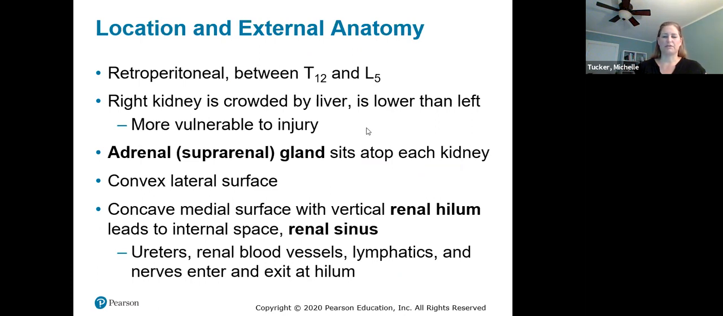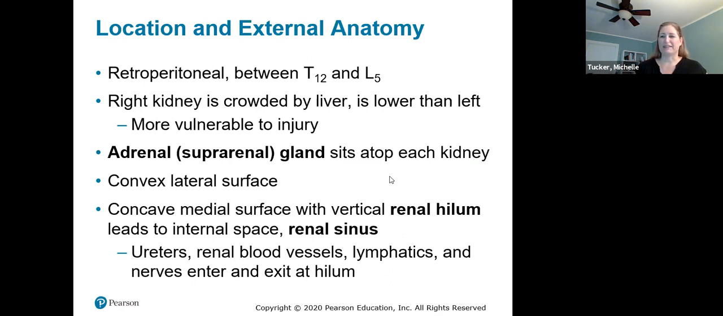There are two adrenal, also known as suprarenal glands, that sit atop each kidney. They are not related in function to each other. It's just a structural relationship that occurs during development. The adrenal gland tissue just kind of relocates and squashes on top of the kidney. It's just a good place for it to be.